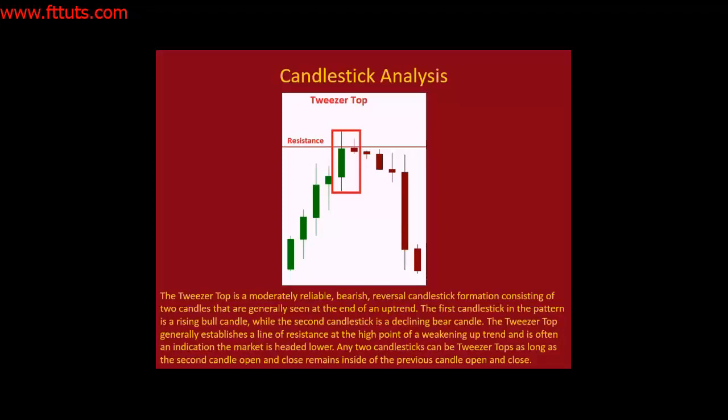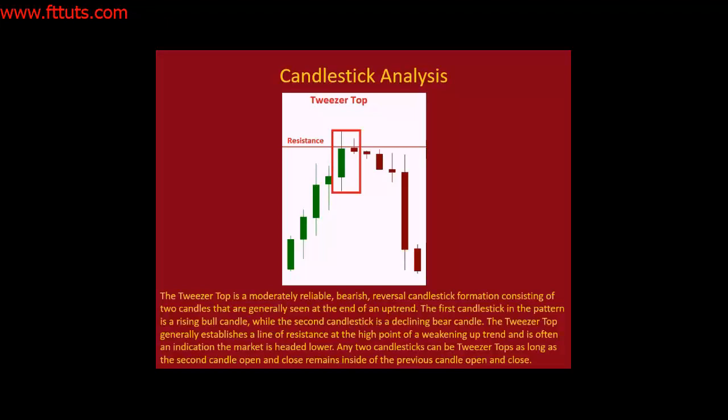The tweezer top is a moderately reliable, bearish, reversal candlestick formation, consisting of two candles that are generally seen at the end of an uptrend. The first candlestick in the pattern is a rising bull candle, while the second candlestick is a declining bear candle. The tweezer top generally establishes a line of resistance at the high point of a weakening uptrend and is often an indication that the market is headed lower.